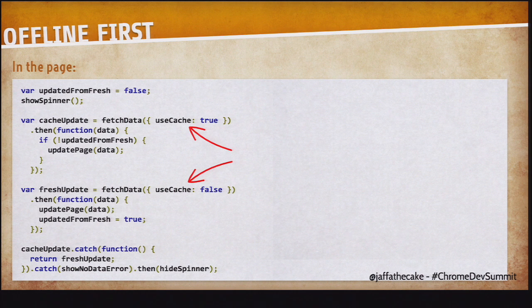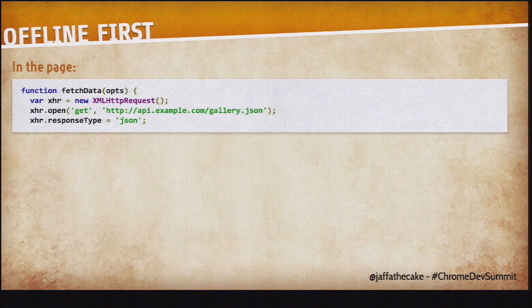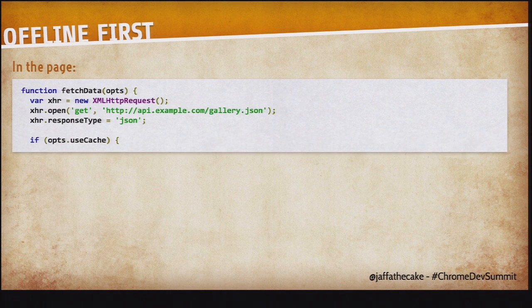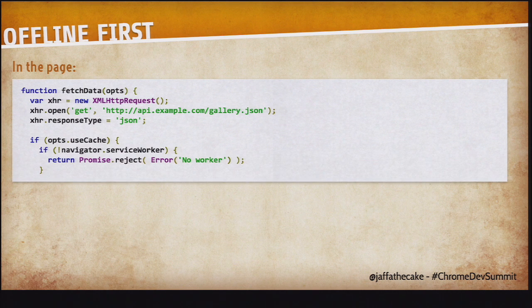But we've got these two methods where we go and fetch data. And in one, we're asking it to go to the cache, and in the other, we're not. How does the page tell the service worker where to get the data from? Well, here's our implementation of fetch data. It's just XHR. It's pretty simple. If options object.useCache is true, if there's no service worker there, we're just going to reject at this point because we can't do anything about it.